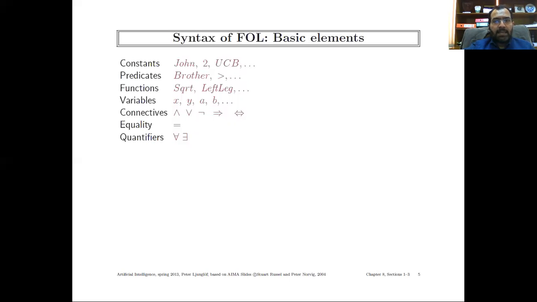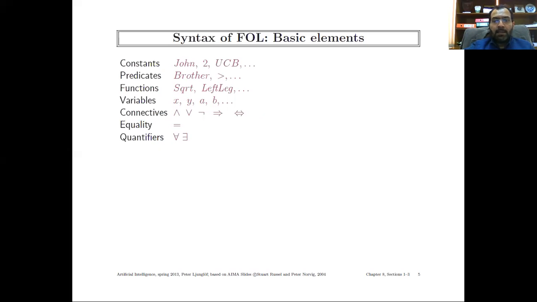Then we have the connectives. All these connectives are known to you. These are and, or, not, implication, and bi-implication. All of these are called connectives. And obviously we need connectives because various sentences are combined together. Yes, it is possible that we have a conjunction of two sentences.